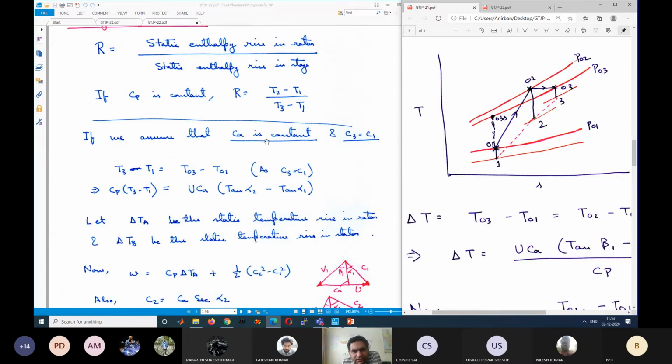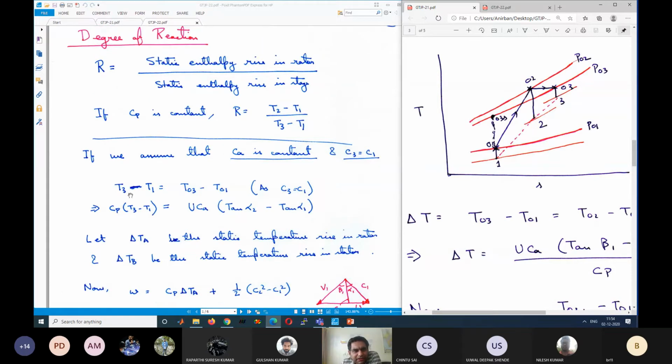So if we assume Ca is constant, we'll derive some expression quickly and then take a break. If Ca is constant, we take some assumptions: Ca is constant and C3 equal to C1. We have already assumed this. So T3 minus T1 can also be written as T03 minus T01, as C3 equal to C1.